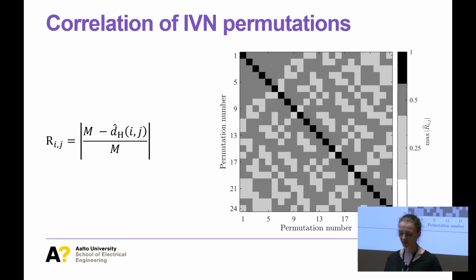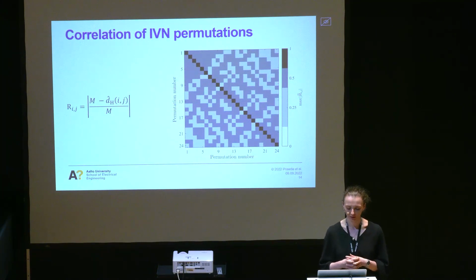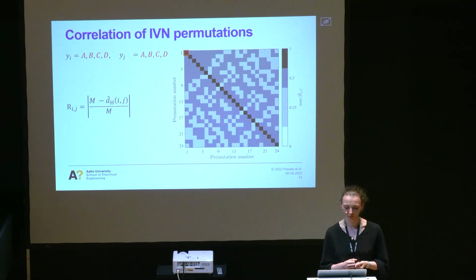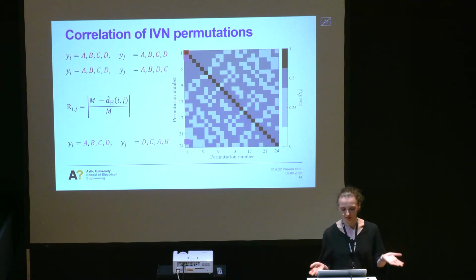So with this updated formula for our correlation between our IVN permutations, we calculated the cross-correlation matrix for our IVN signals, and you can see that, of course, there is this diagonal of ones, which is autocorrelation, that's unavoidable, but apart from that, the correlation between our signals is mostly around 0.5, but also around 0.25. So, I don't know, not so bad, I guess.